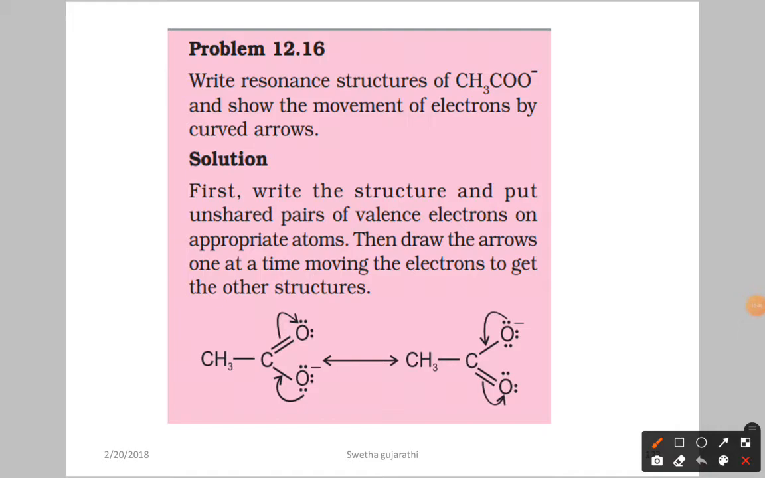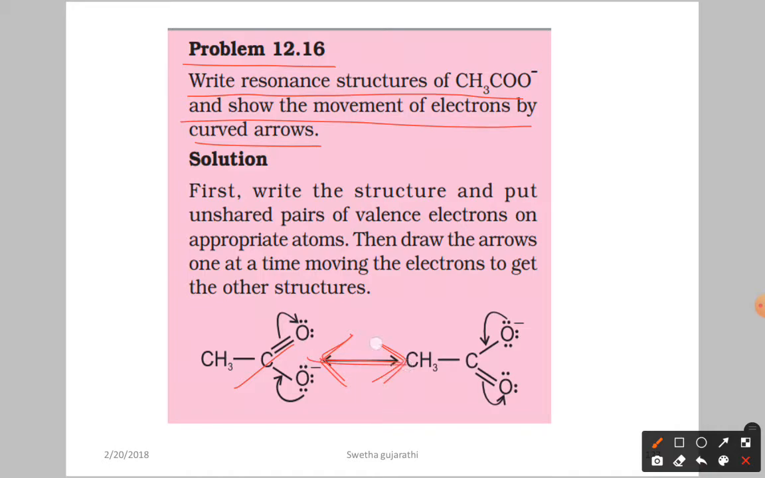Here we have in-text question 12.16. What is given? Write resonance structures of CH3COO minus and show the movement of electrons by curved arrows. Here we have to write the resonance structures. Just now we told all atoms have to follow the octet, except hydrogen, which should have a doublet. Now if you write the structure here, this is the first resonance structure. Now resonance structures we show with the double-headed arrow. Okay, here the double arrow indicates what?